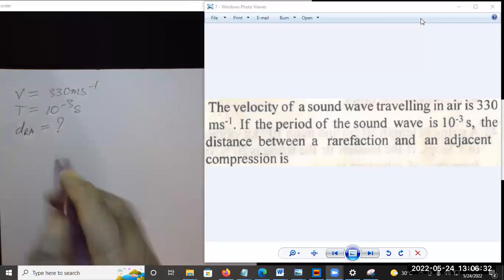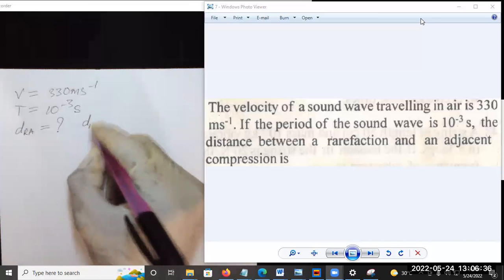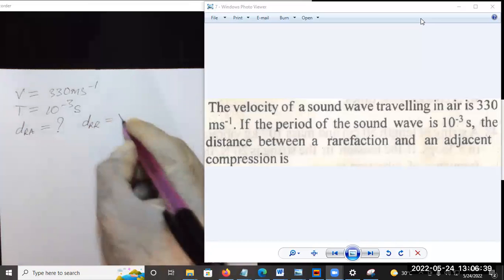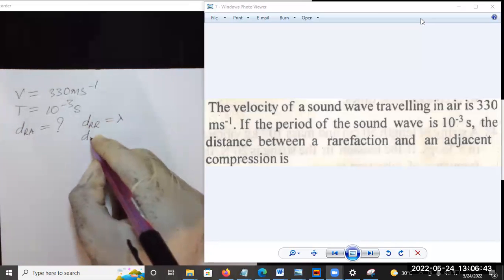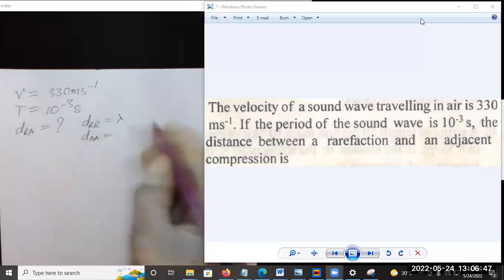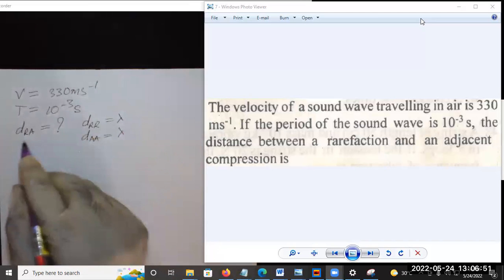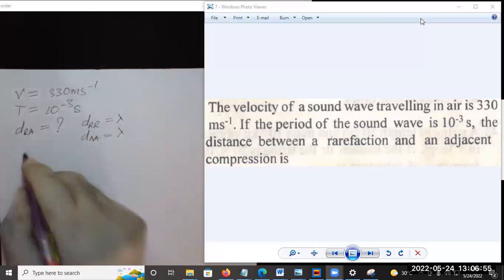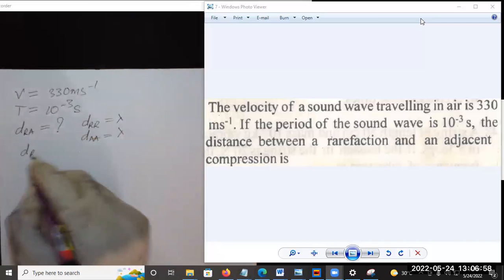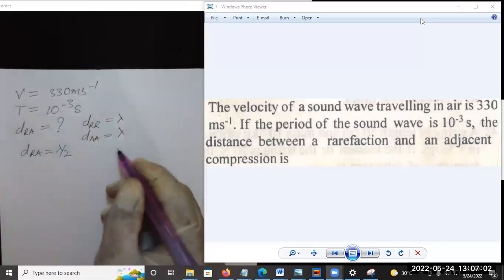For a sound wave, the distance between two successive rarefactions is a wavelength. Likewise, the distance between two successive compressions is also a wavelength. But the expression for the distance between a rarefaction and adjacent compression is half of a wavelength. That's half of a wavelength.